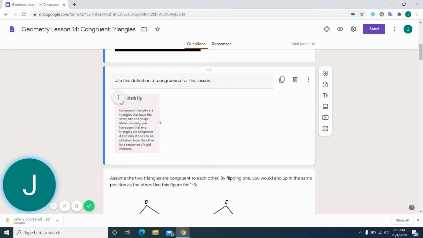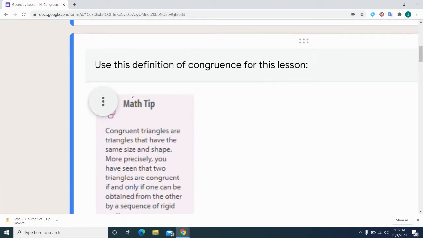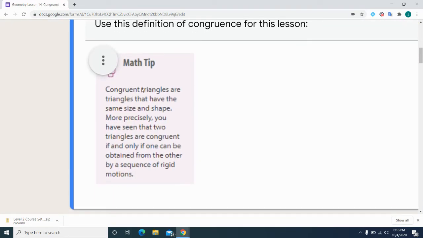So to begin with, you need to understand what congruence means. We're beginning to look at congruence. Congruence is a huge concept in geometry. If you're talking about triangles, for example, congruent triangles are triangles that have the same size and the same shape. In other words, two triangles are congruent if and only if they can be obtained from the other by a sequence of rigid motions. Rigid motions means you move something without stretching or shrinking it.